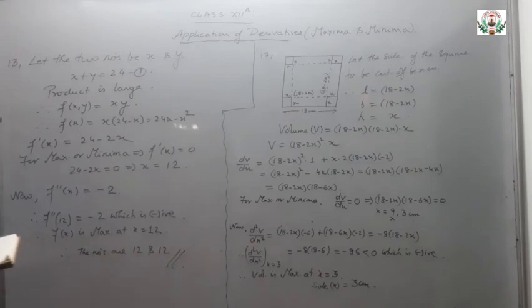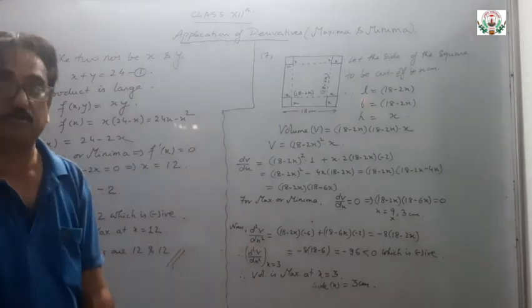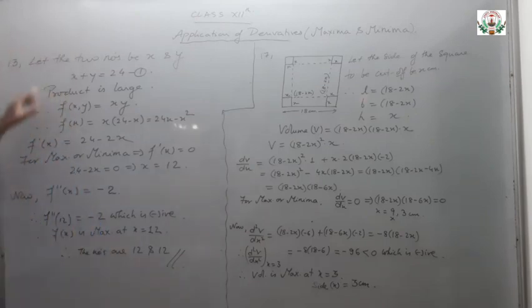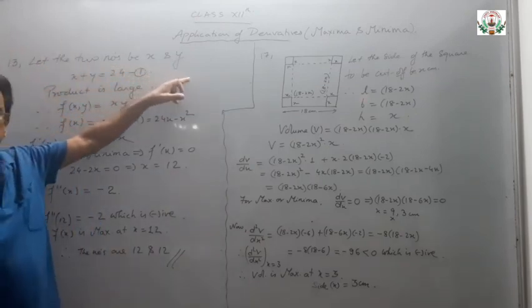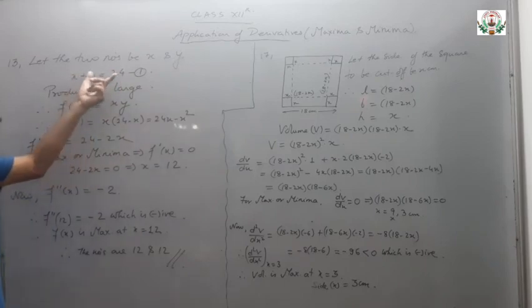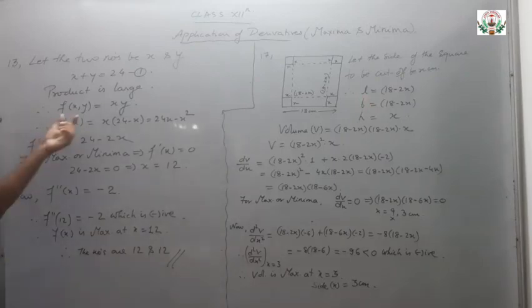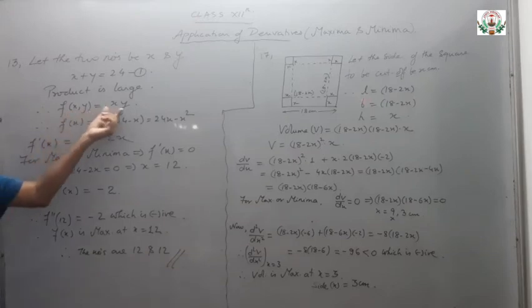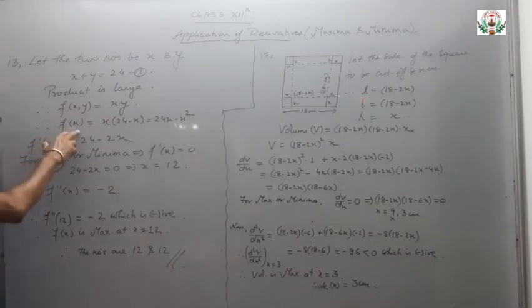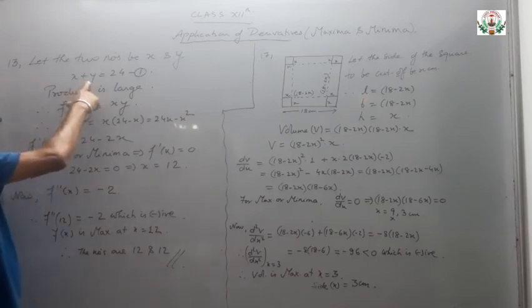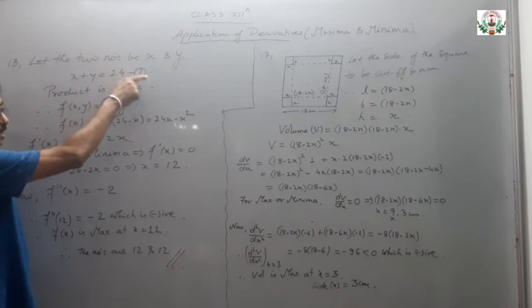That is question number 13. Find two numbers whose sum is 24 and whose product is as large as possible. So let the two numbers be x and y. Their sum is given 24, x plus y equals 24, and here it is asked that the product must be as large as possible, that is maximum. So the function of x, y, that is xy, we can convert into a single function f of x by taking the value of y from equation number 1 as 24 minus x.